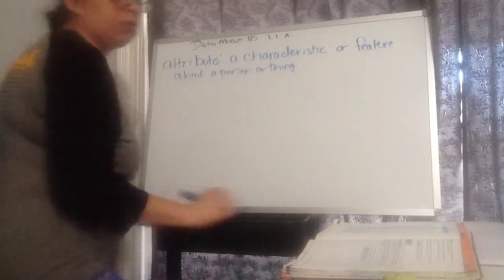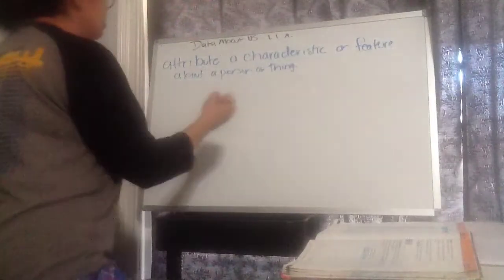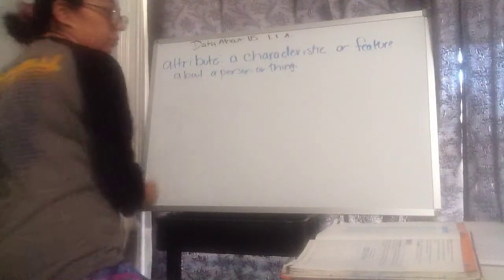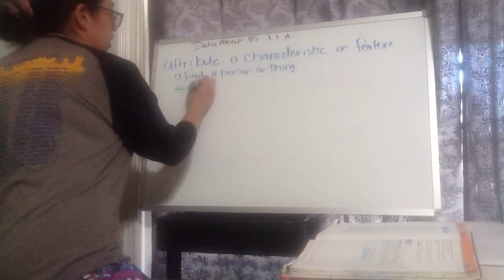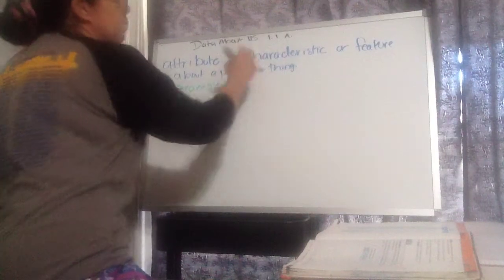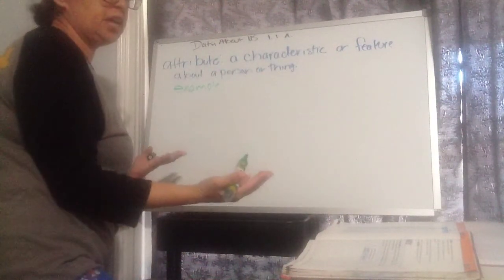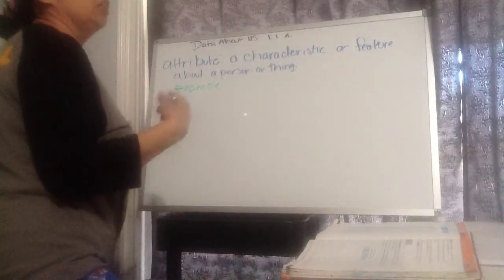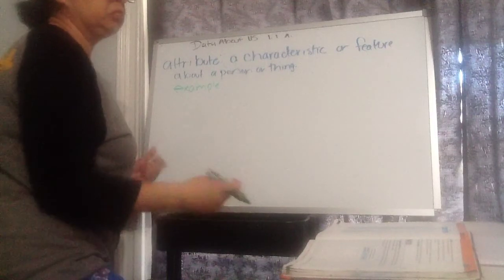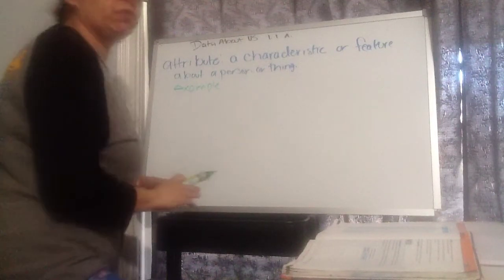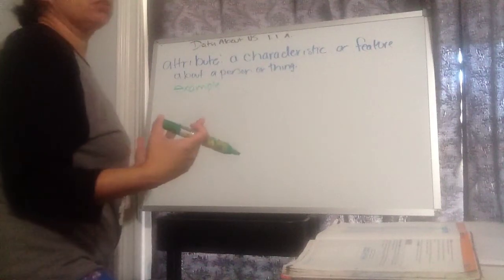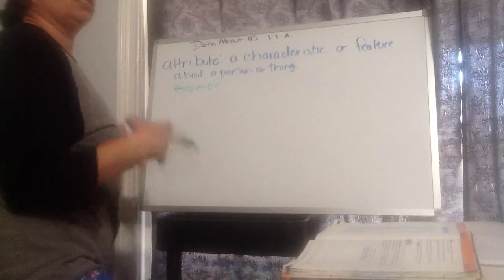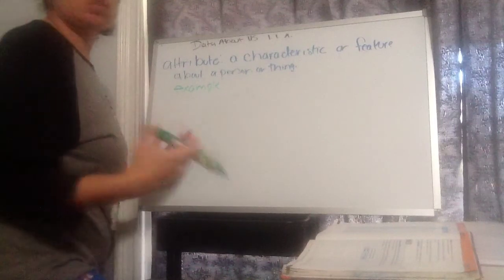So an example of an attribute. An example of a characteristic. So let's take Alice in Wonderland. She was a happy child. She was often forgetful. We can talk about the rabbit, an attribute of him. He was always in a hurry.